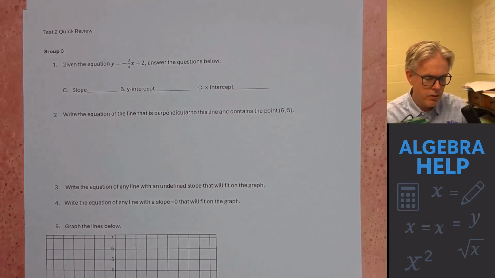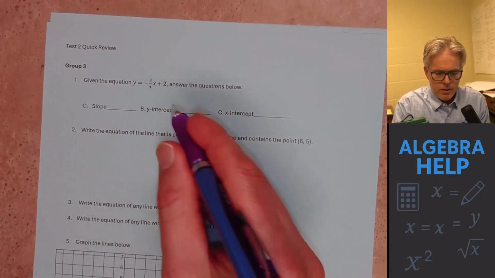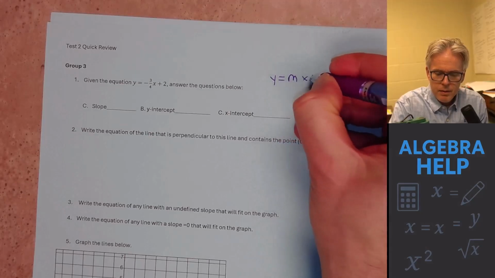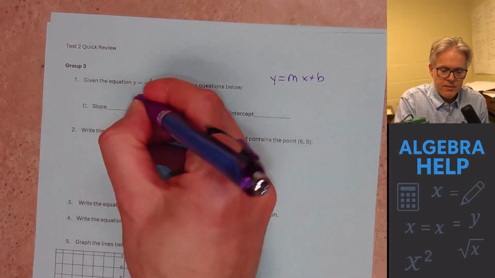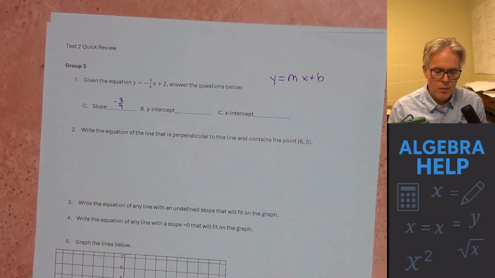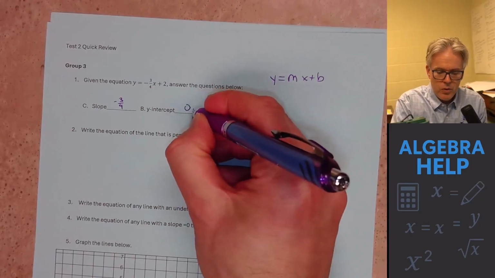All right, here is group 3, the test 2 quick review. So given the slope, we know we have y equals mx plus b. So that number m, the number beside the x, is the slope. So our slope here is negative 3/4. The y-intercept, that's pretty easy right here, right? It's just the b value, and I'm going to put that as an ordered pair, 0, 2.